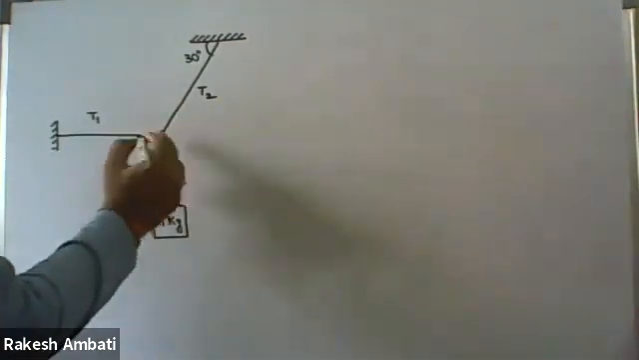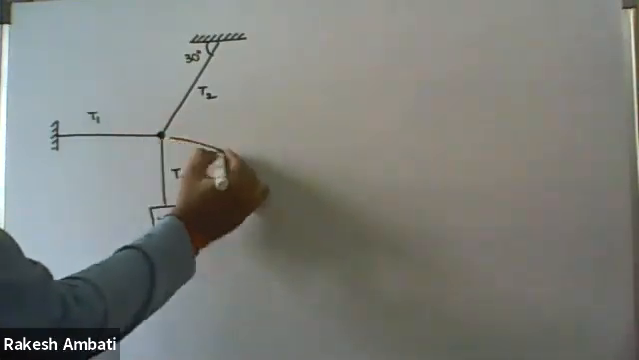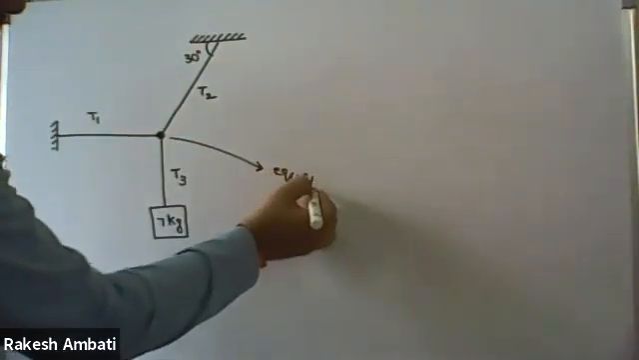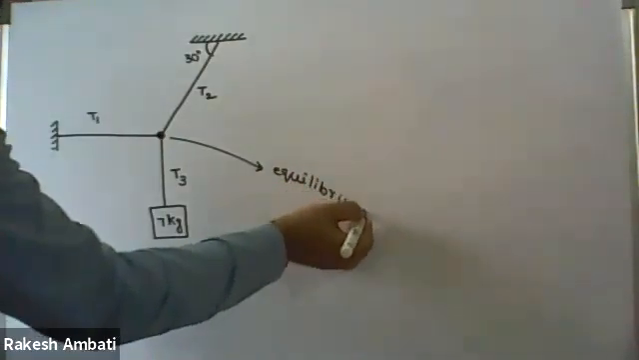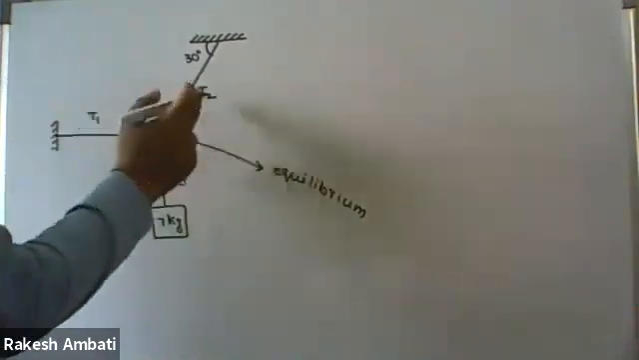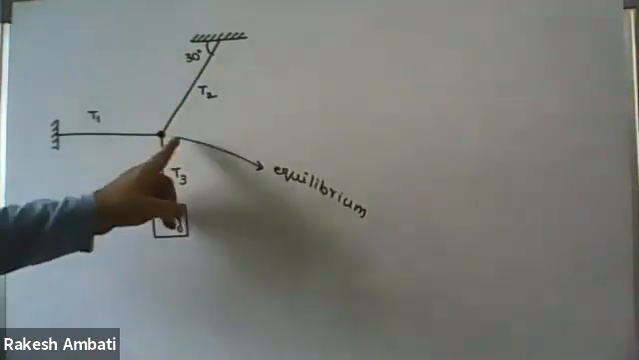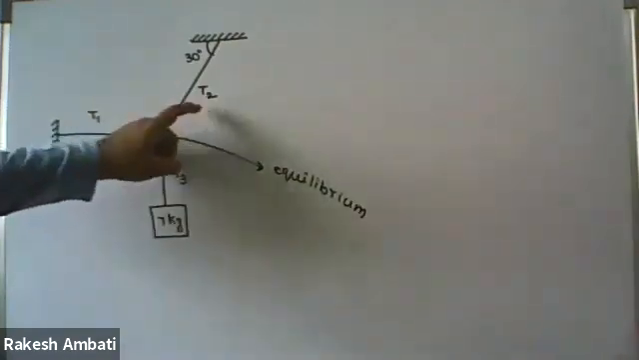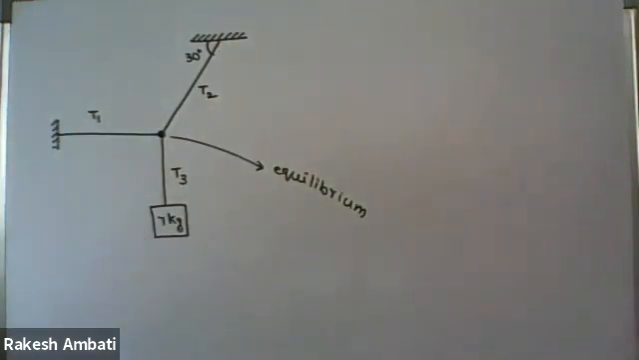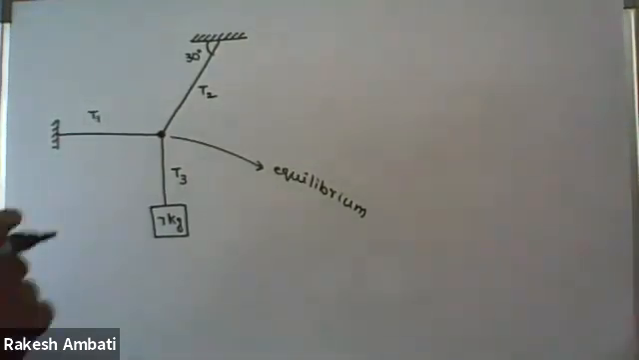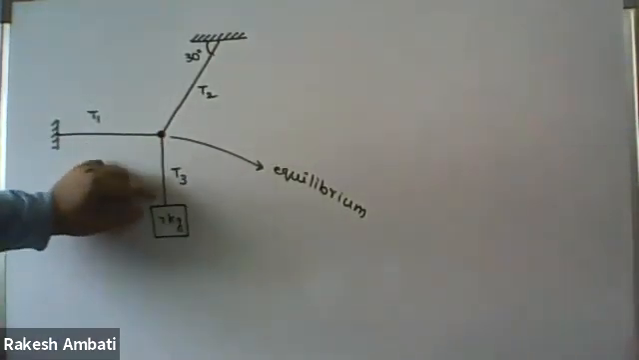In the question, this point is given at equilibrium. If this point is at equilibrium, find T1, T2, T3. One thing is a very basic question. It is at equilibrium, so this is the T3 value.